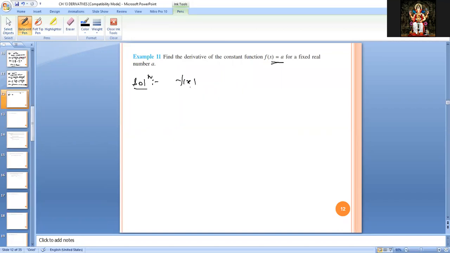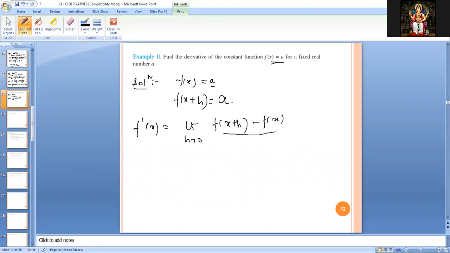We will be finding the derivative. So f of x is equal to a. f of x plus h. What do we do? We replace x with x plus h. Now there is no x. So f of x plus h will also be a. f dash x is equal to limit h tending to 0, f of x plus h minus f of x upon h is equal to limit h tending to 0, a minus a upon h.